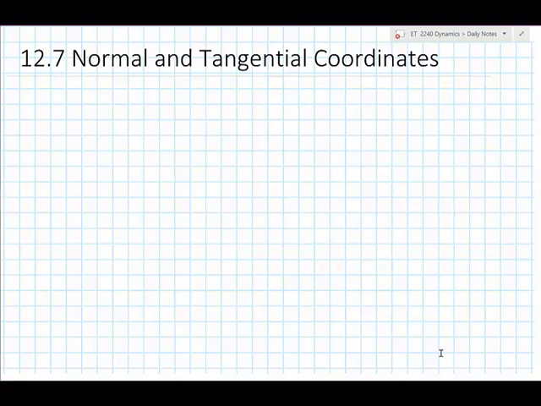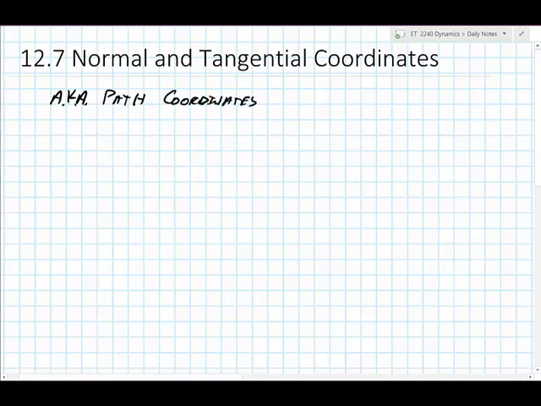All right, hello everybody, and welcome to another exciting day in the world of dynamics. Today we're going to continue on with our coordinate systems. We've been covering rectangular coordinate systems up till now. Now we're going to start talking about normal and tangential coordinates. These are also known as path coordinates, and the reason they're called path coordinates is because the coordinate system travels along with your particle. So, path coordinates.